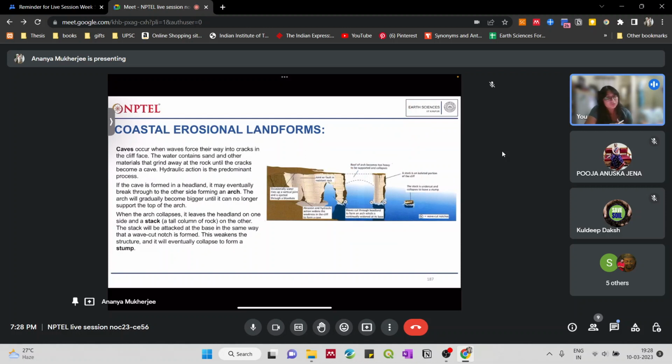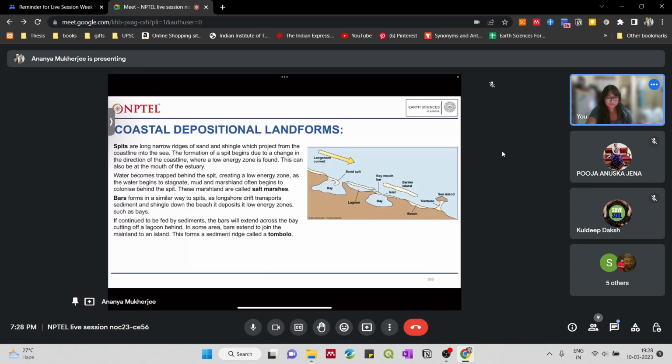As I mentioned before, first you get a notch or a crack, then with more and more time and wave action, the place will start getting eroded and you will start forming caves, then arches, then stacks, and then a stump. So it's a process. So we learned how wave action is forming the erosional landforms.